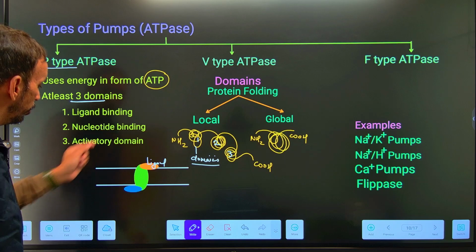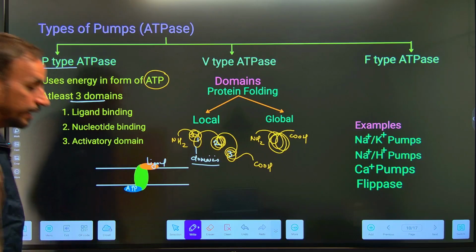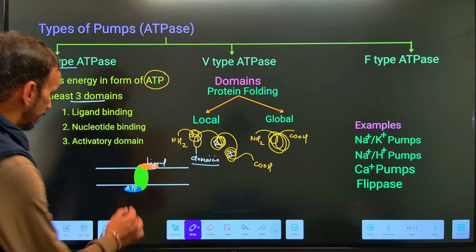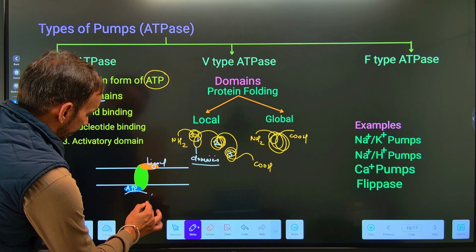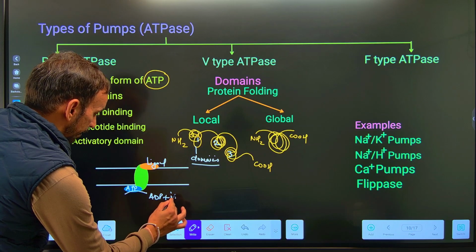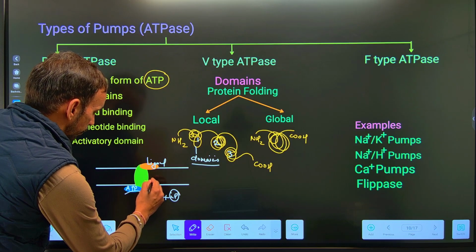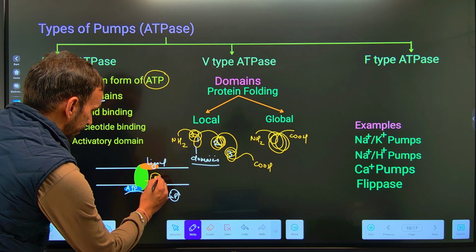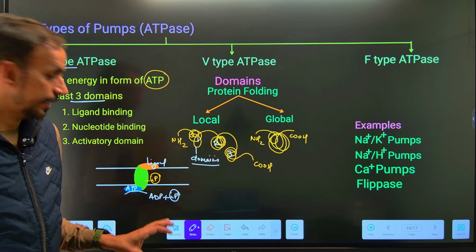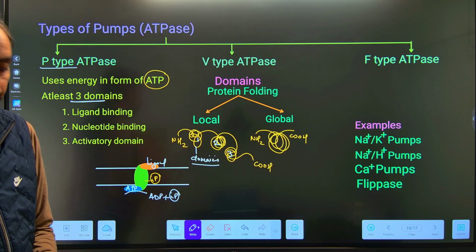Next, there is a nucleotide binding domain, and the energy is invested in the form of nucleotide, that is ATP. This ATP will get hydrolyzed into ADP plus inorganic phosphate, and then again there is an attachment of this inorganic phosphate onto the activatory domain. तब जाकर के ये जो P type pump है ये अपनी functioning करेगा.